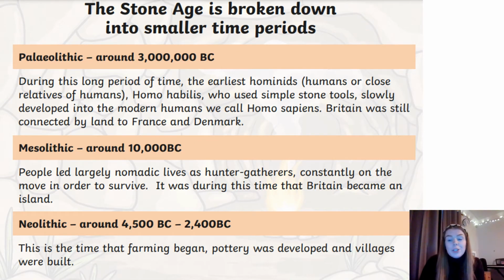Because we know the Stone Age spanned such a large period of time, okay, we need to break it down into smaller time periods so we can understand how things changed over that time. So the oldest time period is called the Paleolithic time, okay? And that was around 3 million BC. So a very long time ago.